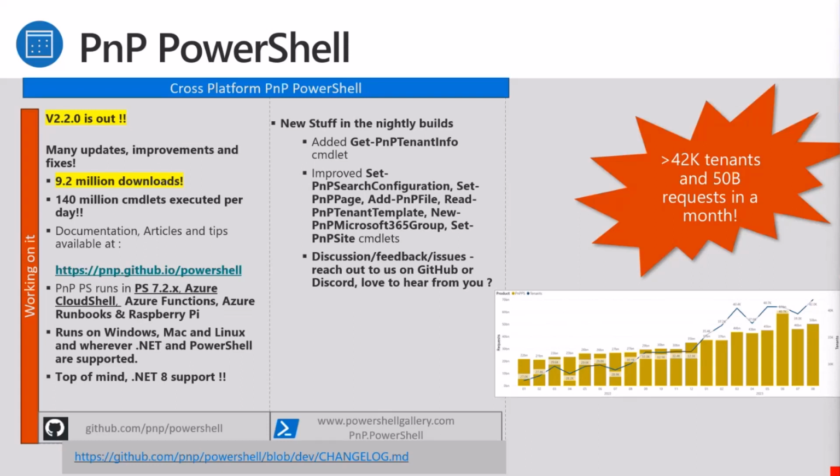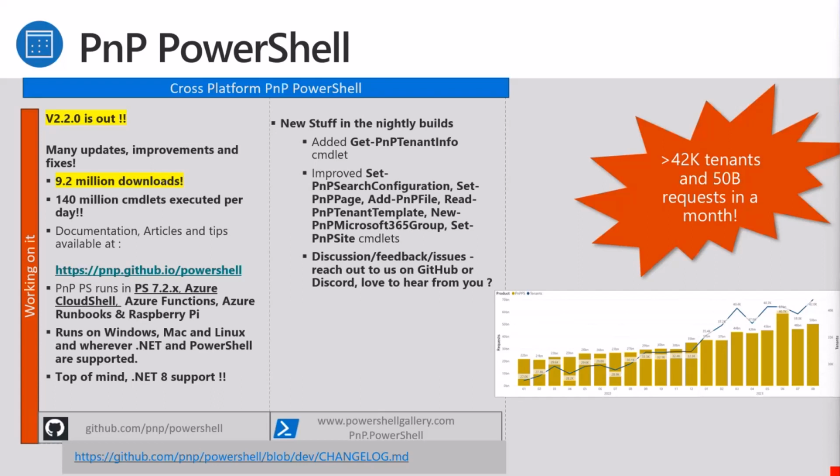Well, about PnP PowerShell, we crossed 9.2 million downloads. Feeling pretty good about that. What's going on with the latest nightly builds? We added a new cmdlet here, which is called Get-PnPTenantInfo. It will help you retrieve tenant information such as the tenant ID, default domains, and a couple of other pieces of information that you might require in your further processing.